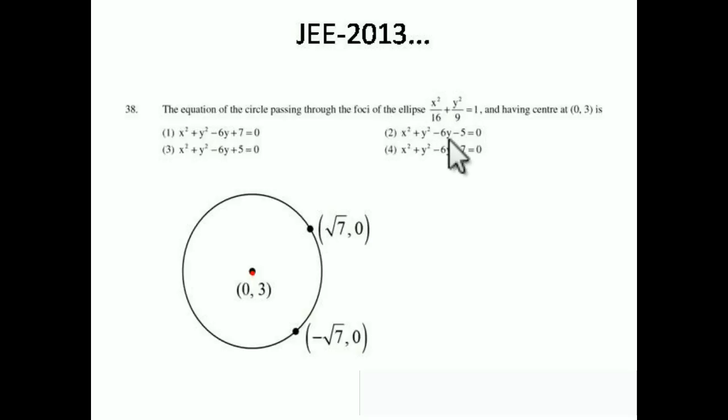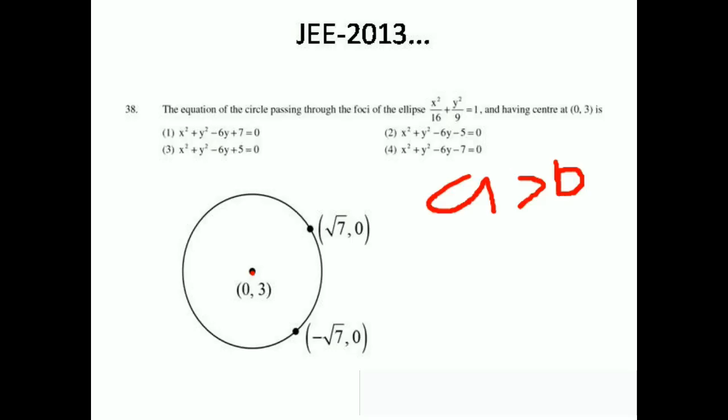Now we just have to find out the foci of this ellipse. Here you can see a is 4 because a square is 16, and b is 3. That means a is greater than b, so its major axis is the x-axis. So what is the formula of foci? The formula of foci is plus or minus ae comma 0.